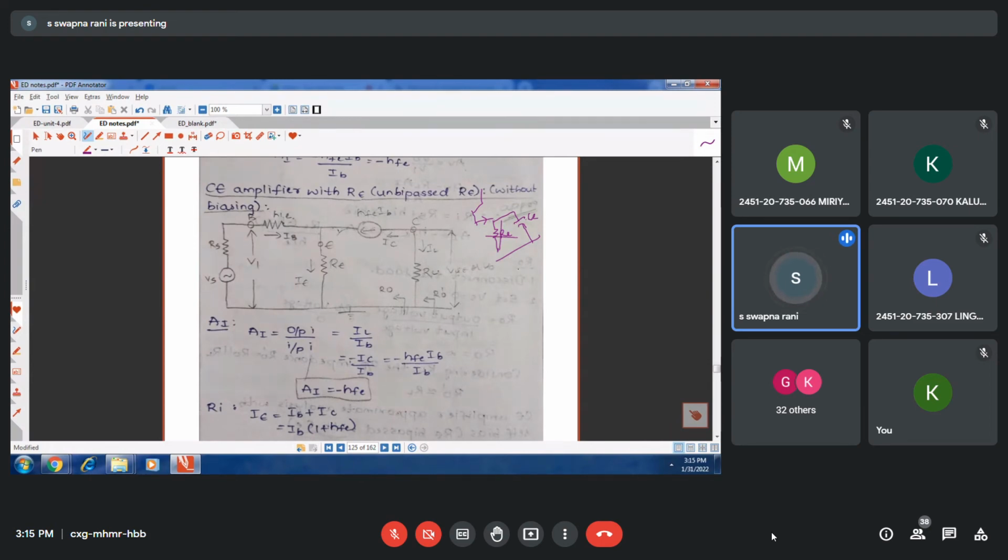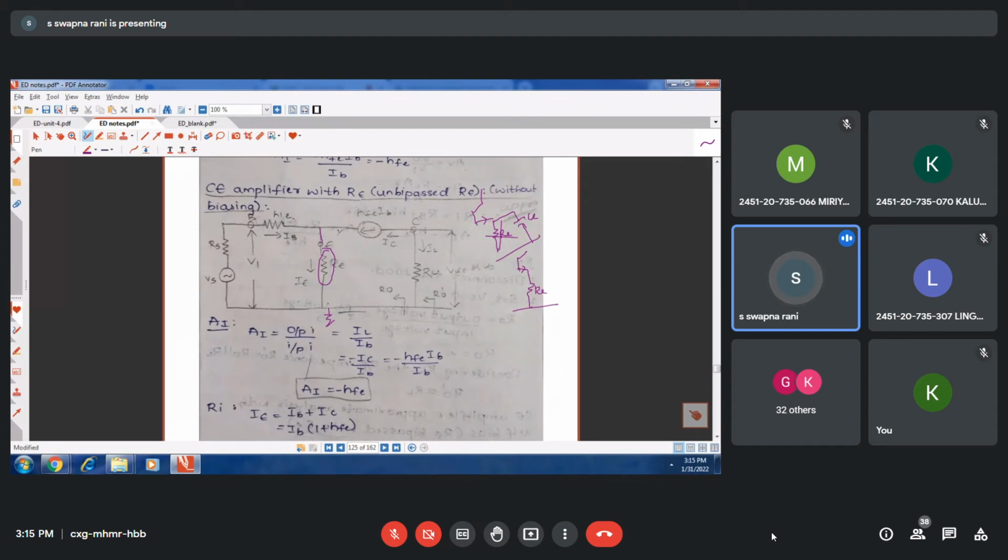When we replace this capacitor with a short circuit, the effect of RE will get nullified. But if there is no capacitor across RE, then instead of connecting the emitter terminal directly to the ground, the emitter lead will be connected through the resistor RE. RE also will be there in the emitter lead. So this is the one change you can observe.